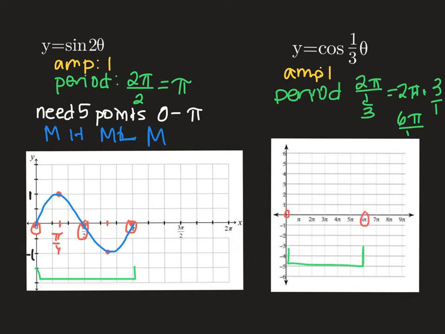Halfway between that would be 3 pi. Halfway between that would be 4.5 pi. And then halfway would be 1.5 pi.